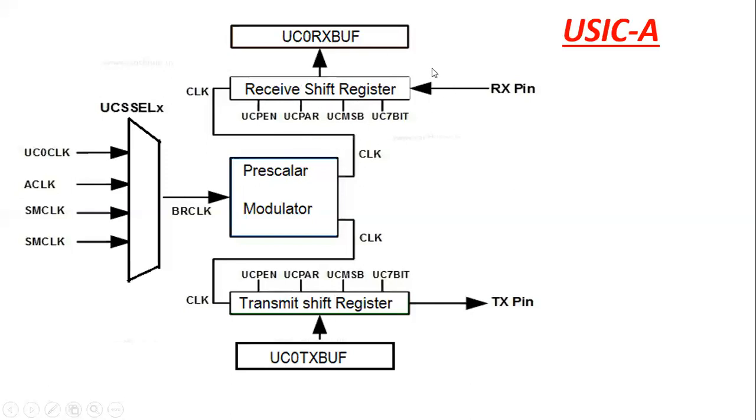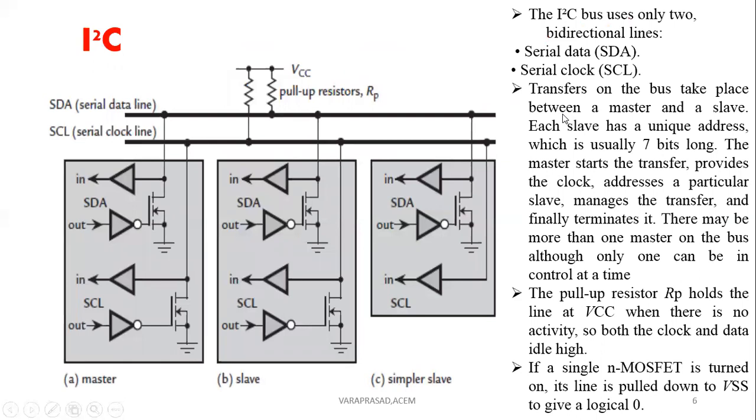This is the asynchronous USCI module. Okay, next we go to the I squared C.